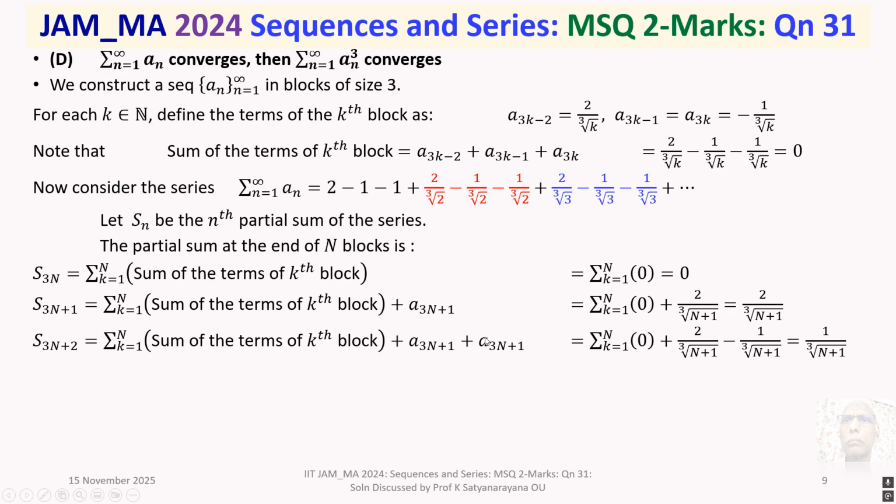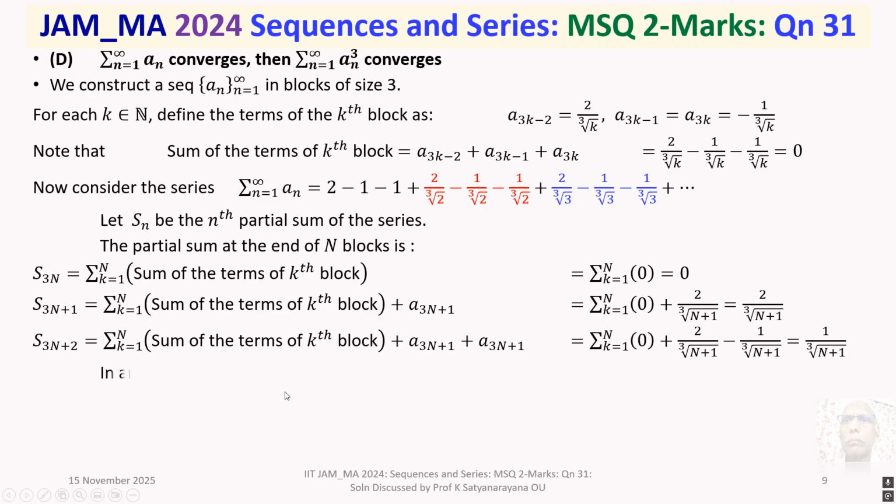Then a_{3n+1} plus a_{3n+2}, this is the next term. So 2 by cubed root of n plus 1, the next term will be minus 1 by the cubed root of n plus 1. That is 1 by the cubed root of n plus 1. This is 3n plus 2. Here is a print mistake. It is not the same, it is plus 2.